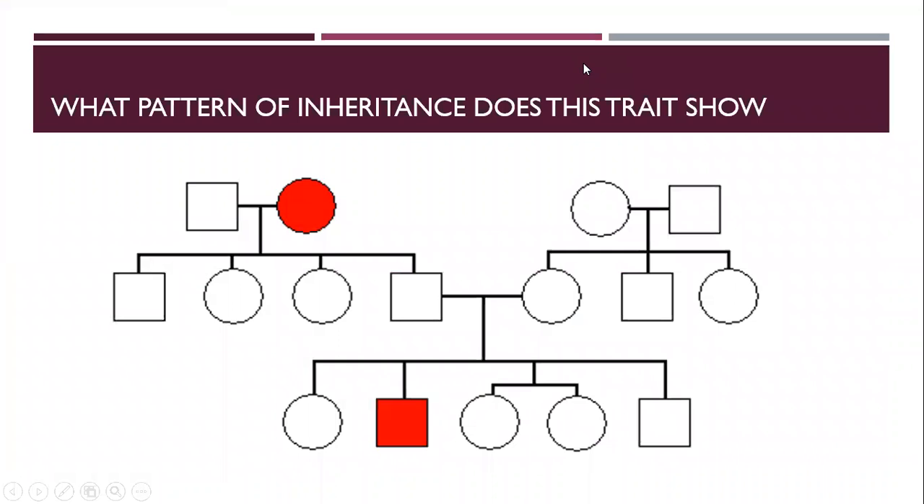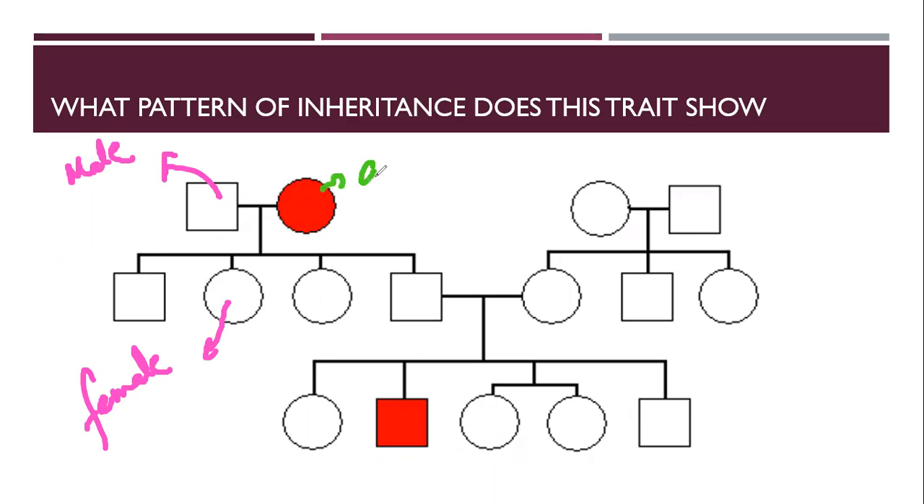What kind of pattern of inheritance is this trait showing? Before I start, let me introduce what the symbols mean. Whenever a blank square is there, it represents a male. If you have a blank circle, it represents a female. Whenever you have a colored circle, it means it is an affected female. And the colored square means it is an affected male.